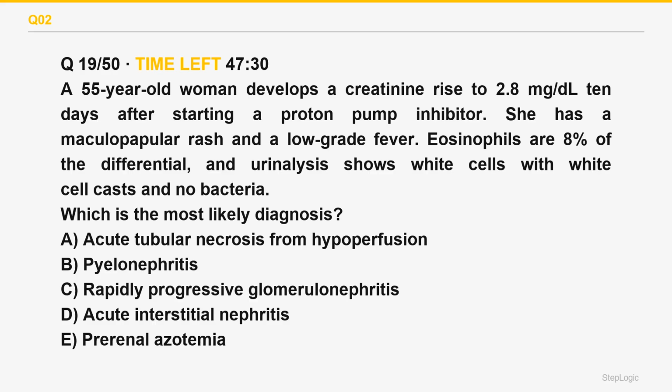A 55-year-old woman develops a creatinine rise to 2.8 milligrams per deciliter 10 days after starting a proton pump inhibitor. She has a maculopapular rash and a low-grade fever. Eosinophils are 8% of the differential, and urinalysis shows white cells with white cell casts and no bacteria. Read the command, the most likely diagnosis. Sterile pyuria, with a drug exposure and systemic allergic features, is one specific lesion.